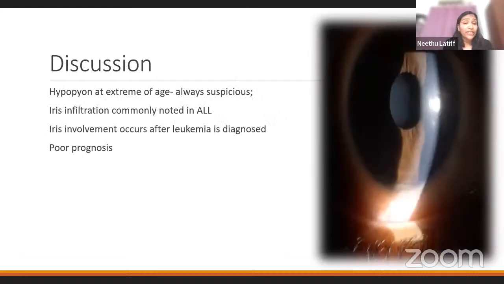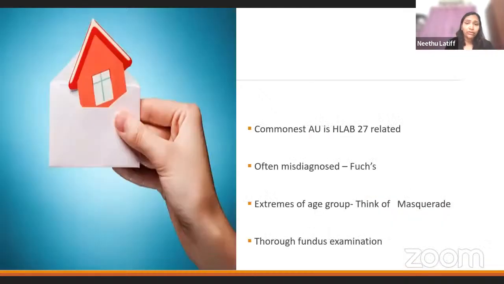So hypopyon at extremes of age, always think of masquerade. Iris infiltration is commonly noted in acute lymphoblastic leukemia. Iris involvement occurs after leukemia is diagnosed, and a poor prognosis is noted in cases with ophthalmic involvement.